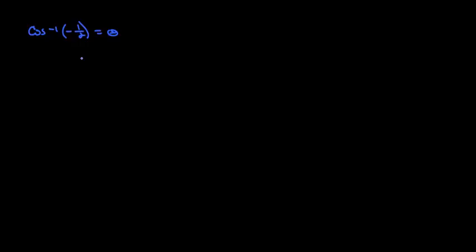So the natural range for cosine is quadrants 1 and quadrants 2. So the output values, the natural range is between 0 and pi. That's always the case for cosine. Sine and tangent are between -pi/2 and pi/2.